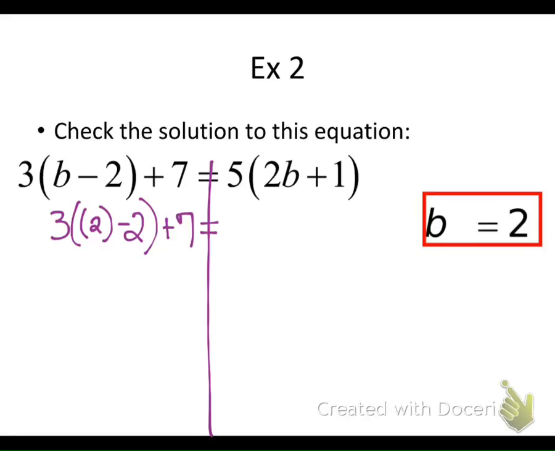And then I'm going to go ahead and write out my right side just so I don't forget to substitute. So then my right side, I'm going to have 5 times 2 parenthesis, because it's going to be times again. What do I plug in for b or substitute? 2 parenthesis plus 1 parenthesis. So that was all of step 1. Basically, I just substituted a number for the variable.